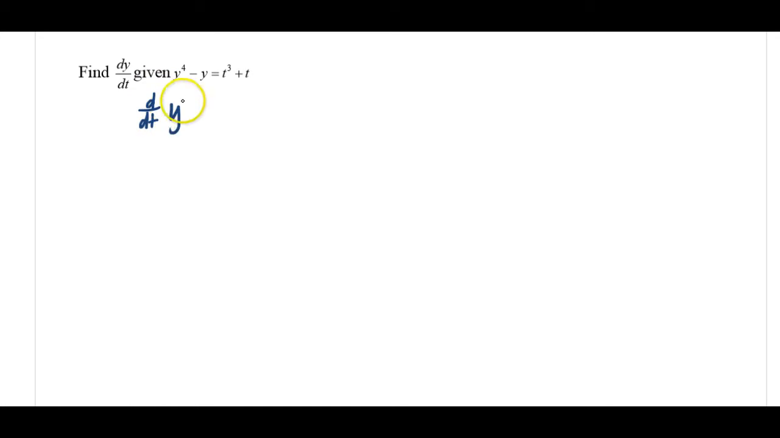So d/dt of y to the fourth minus y, and d/dt of t cubed plus t. I'm going to start by taking the derivative on the right side, because on the right side the derivative is being taken with respect to the variable t, and on the right I have all t's. So this is just the very straightforward derivatives that we're used to when the variables match. Here I would just use the power rule, so I'd get 3t squared plus 1.